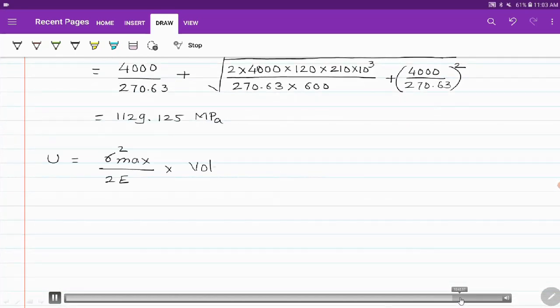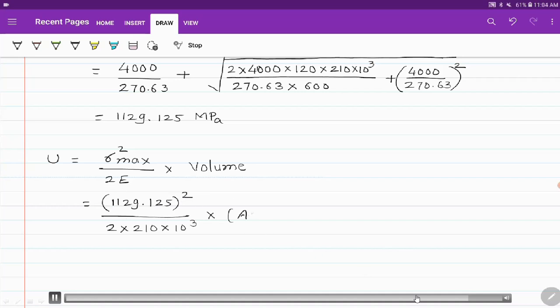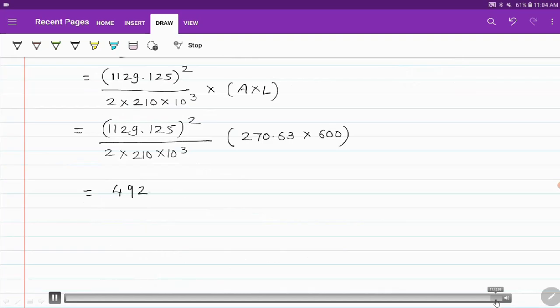So strain energy will be equal to sigma square upon 2E into volume. Just substitute the value of sigma, 1129.125 and square of that. The rest of the values are same as we have done earlier. So area into length is the volume. So value of U comes out to be 492.9 into 10 raised to 3 Newton mm. Now if you divide this by 1000, it will get converted to Newton meter, that is joule. So it is as good as 492.9 joule or Newton meter.